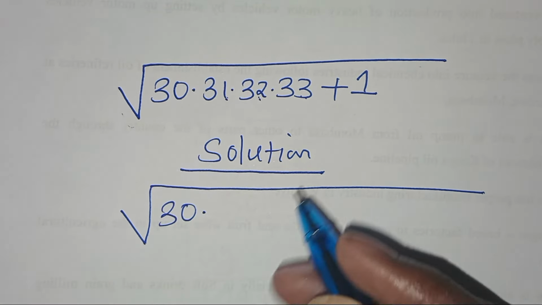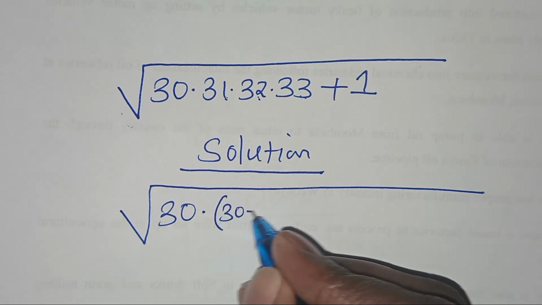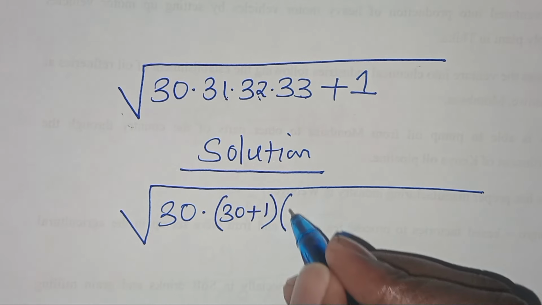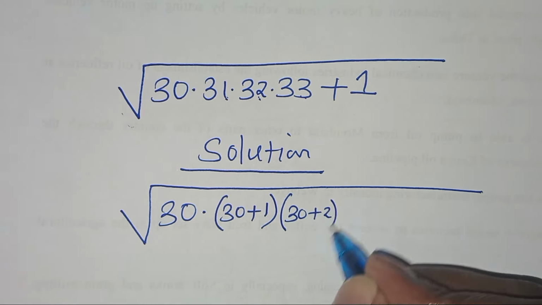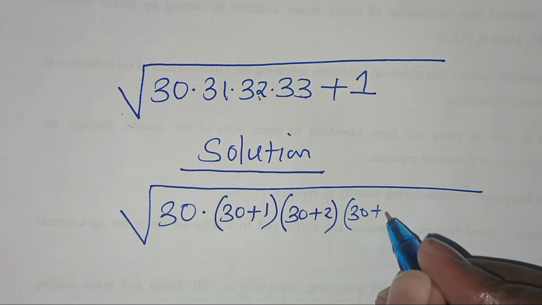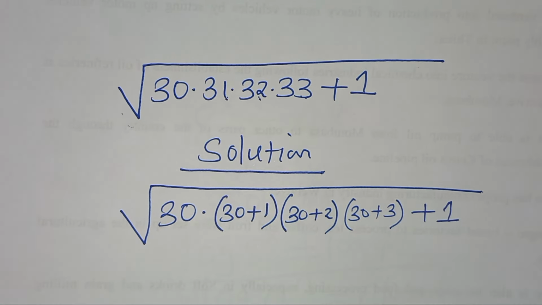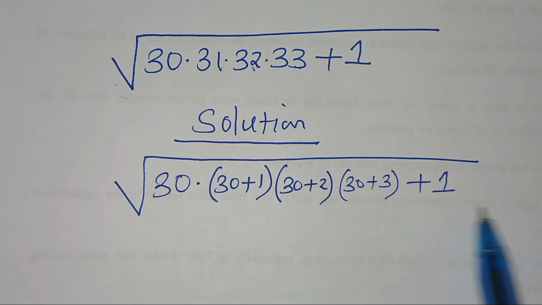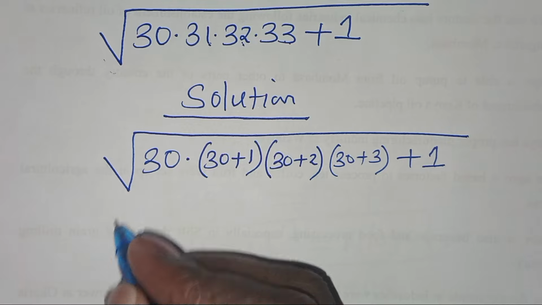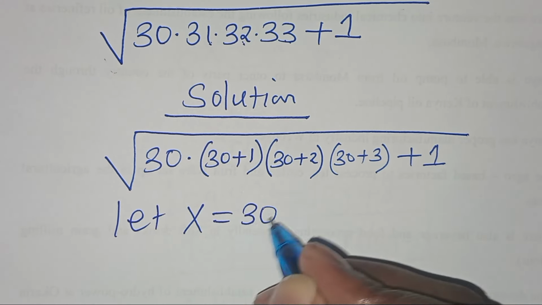30 multiplied by, we can express 31 as 30 plus 1, and then we can express 32 as 30 plus 2, and then we can express 33 as 30 plus 3, then plus 1. Remember, we are solving this problem without a calculator. The next step here, we can just say let x be equal to 30.